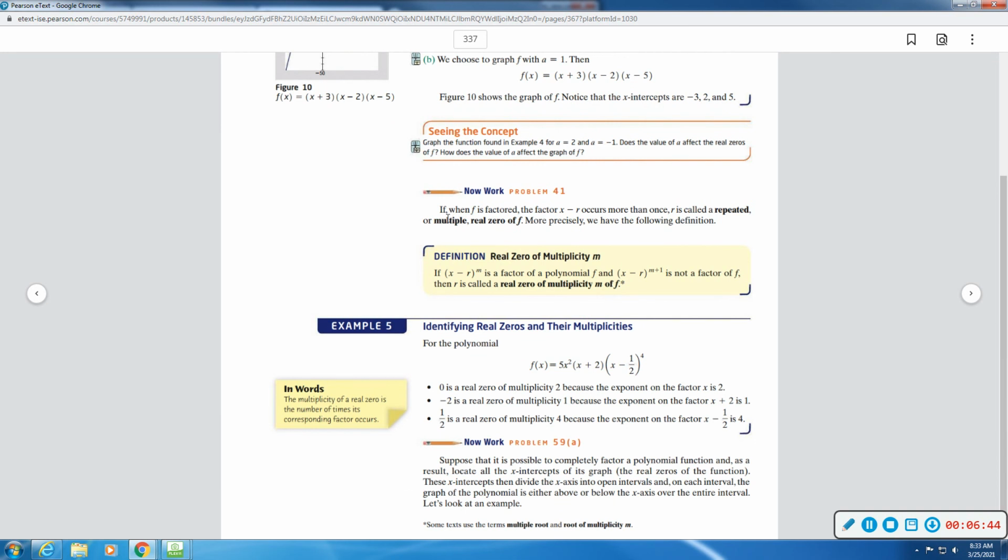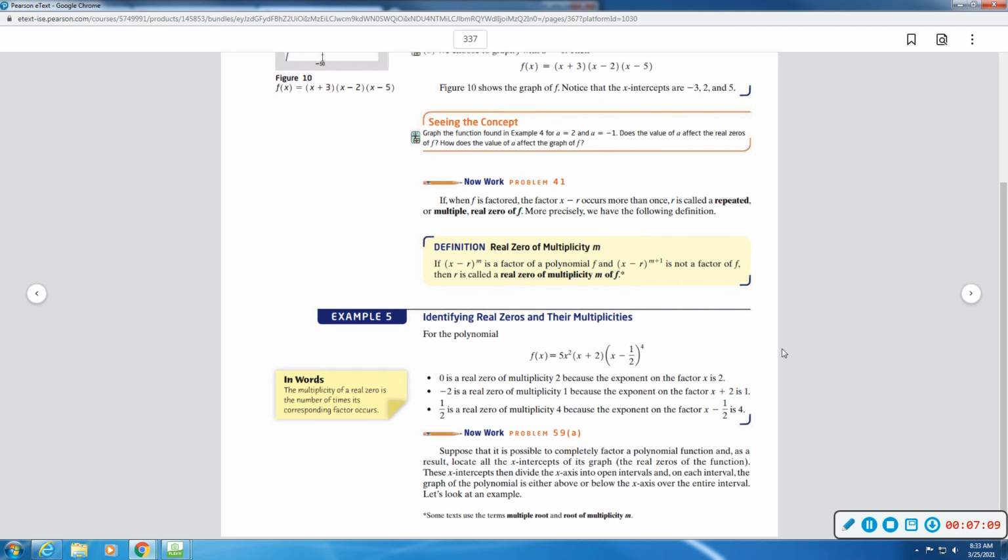And then we also have some factors, let's say x minus r, and it could be repeated. So multiple real zeros is what we call multiplicity. So if you have some factor x minus r raised to the second power, third power, that's what we call the multiplicity. It's repeated. Like this example here, x minus 1/2 has a fourth multiplicity.